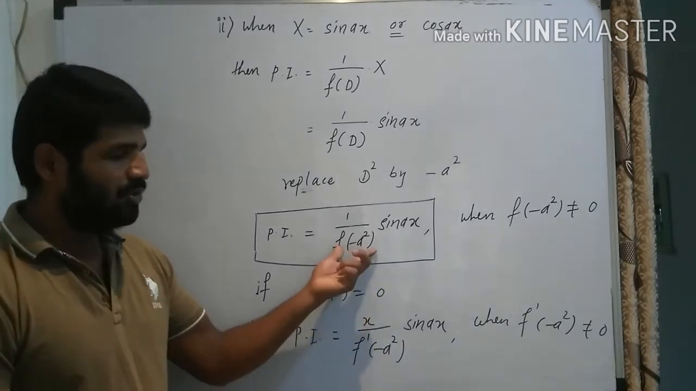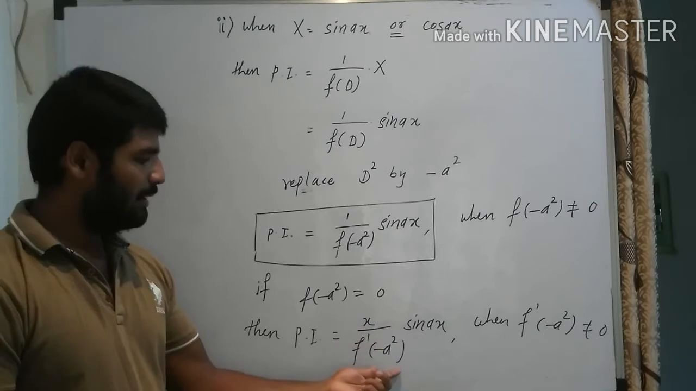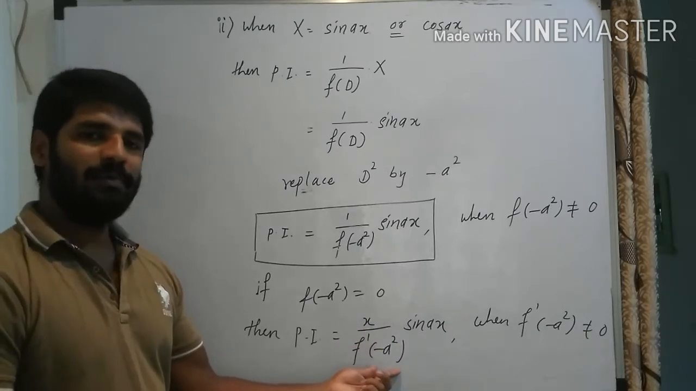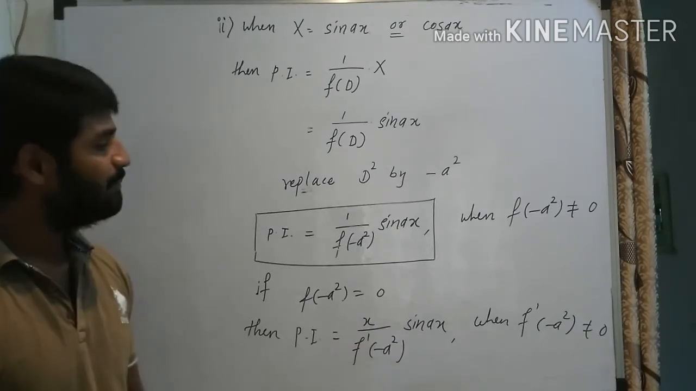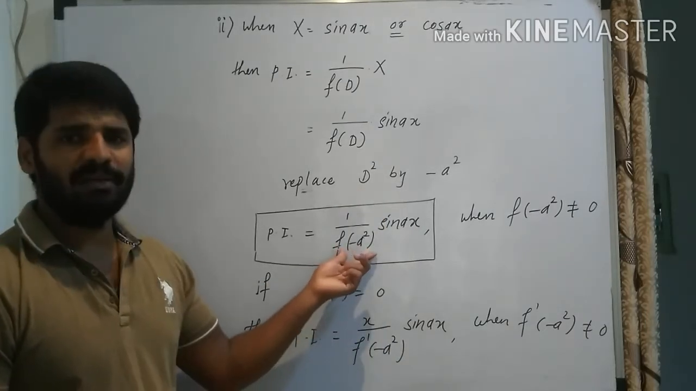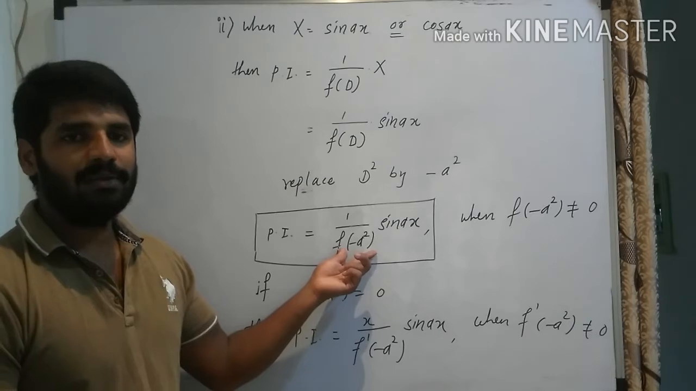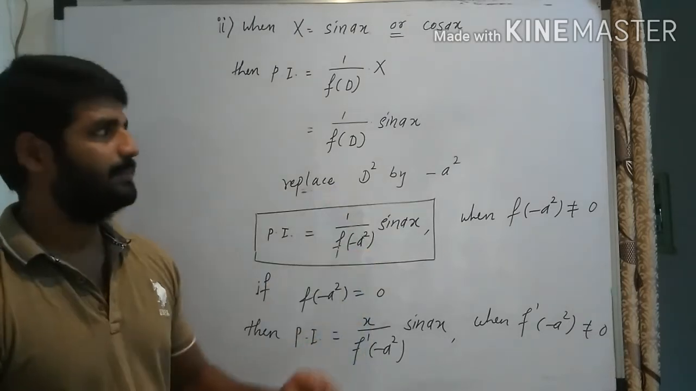If we get 0 here, then we follow the procedure: take x in the numerator, take the derivative of the denominator, and again replace D square by minus a square. But if we replace D square by minus a square and the denominator still contains D, then what do we do here? Then we have to do the rationalization procedure.